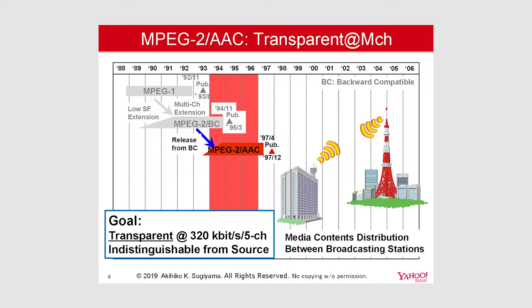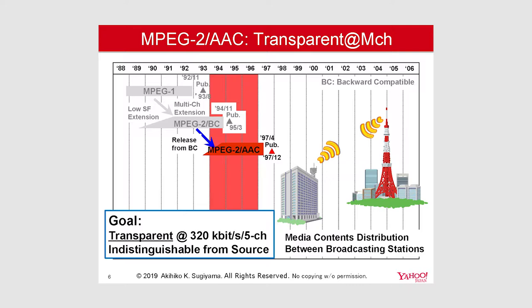So for media content distribution between broadcasting stations, there was a big demand for new standard MPEG-2 AAC. The goal of this standardization, or this standard MPEG-2 AAC, was to provide transparent quality at a bit rate of 320 kilobit per second per 5 channels.